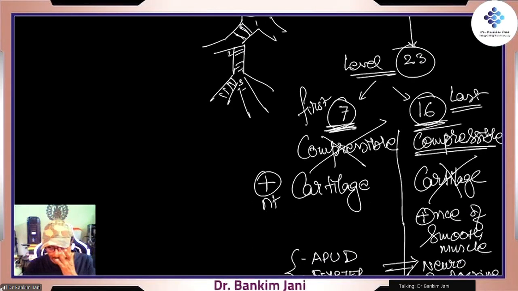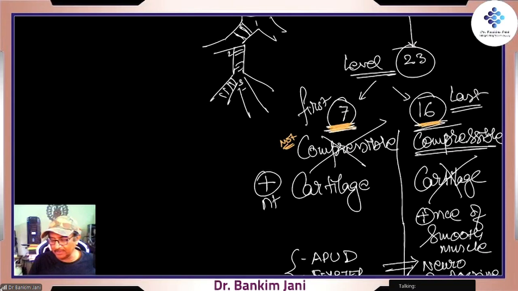So there are 23 levels, out of which the first 7 layers, right? The first 7 are not compressible because of the presence of cartilage. So trachea, primary bronchus, secondary bronchus, tertiary bronchus cannot be compressed because the cartilage is always there, so it is not allowing the whole tube to collapse.